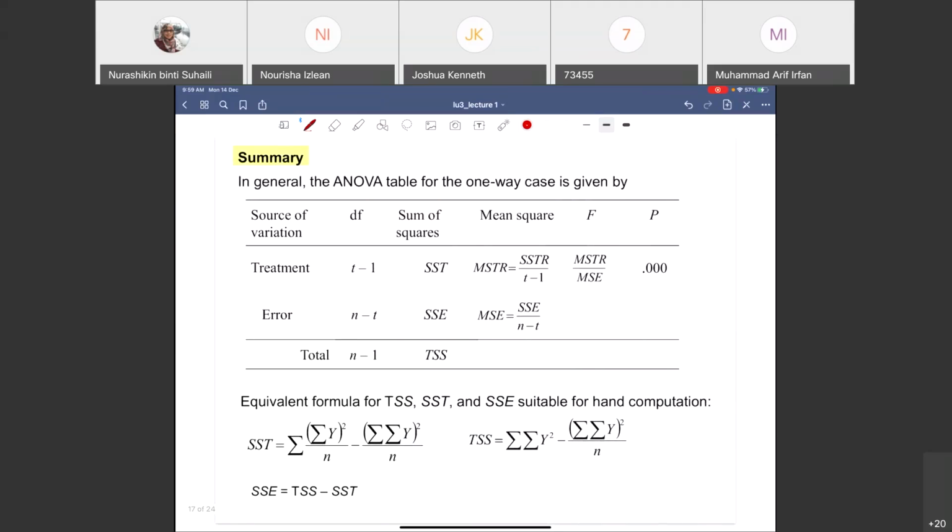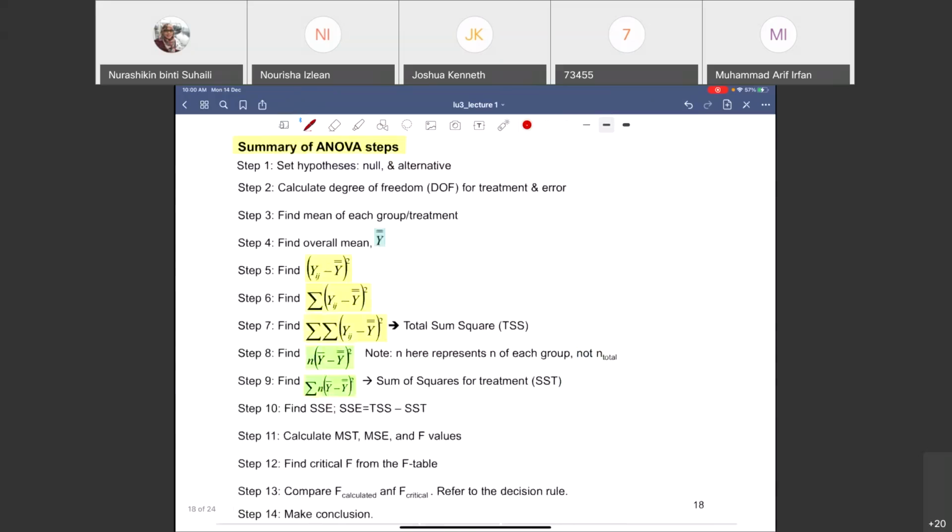Okay, so this is in general the ANOVA table. What you have to find out is the formula of each of these. And this is the formula of SST and TSS. Okay, just go through again the steps.